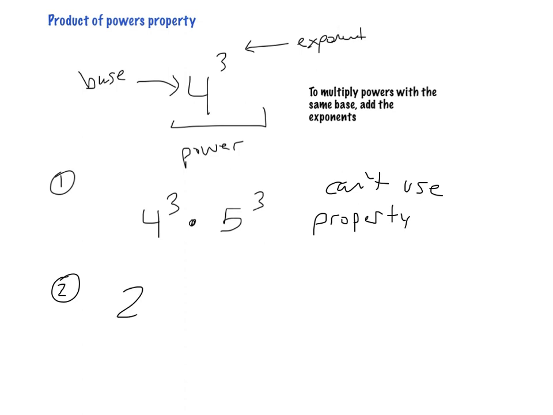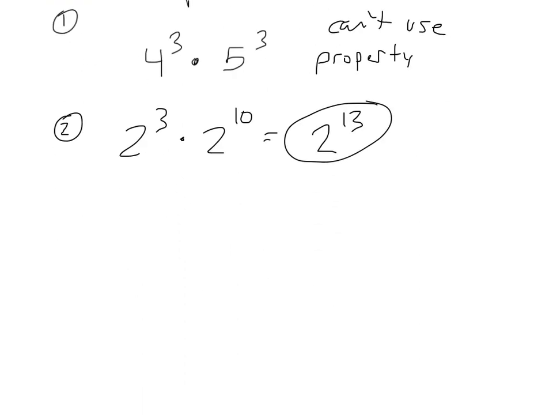But what if I was given 2 cubed times 2 to the 10th? And I said evaluate that. Well, evaluate, need to look at what's going on. Multiplication. So it's multiply. How do I multiply using this power? Well, I keep the same base, 2, and I add the exponents. So 3 and 10, 3 plus 10 gives you 13. So 2 cubed times 2 to the 10th is 2 to the 13th.